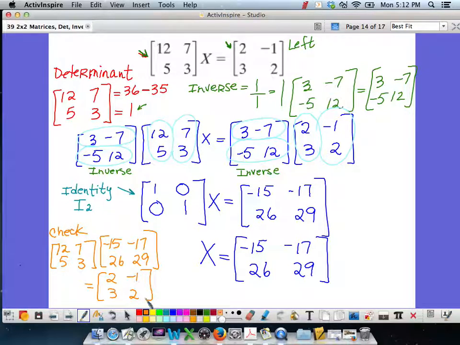So if you have time after you take a test or something like that, you want to check your problems. So it's a very full page for one problem. That is how to solve an equation using matrices and inverse matrices.